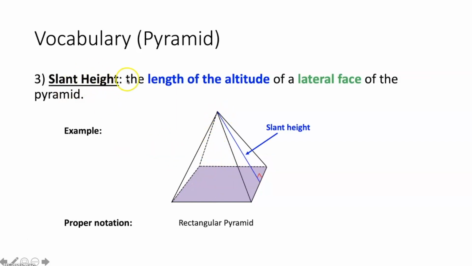Now, the slant height would be the length of the altitude of a lateral face of the pyramid. This vocab term might be kind of new for you. A slant height is the length of an altitude of a lateral face. So one of the triangular sides, if I draw an altitude on that triangular face, it's going to be considered a slant height. It goes from the vertex along one of the lateral faces, one of the triangles, and is perpendicular to one of the sides of our base down here.